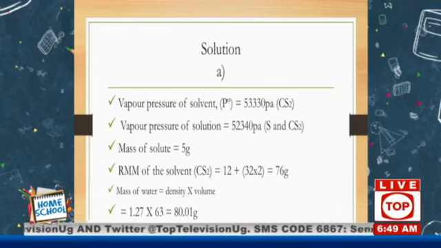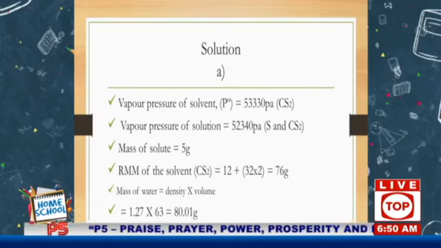Okay, look at that summarized work. You should be able to summarize all the things which have been given, be able to list them. Vapor pressure of the solvent has been given. I told you that the vapor pressure of the solvent is higher than the vapor pressure of the solution. So one way to identify the two in the question, be able to look at the values given.